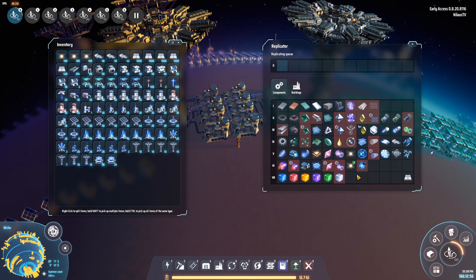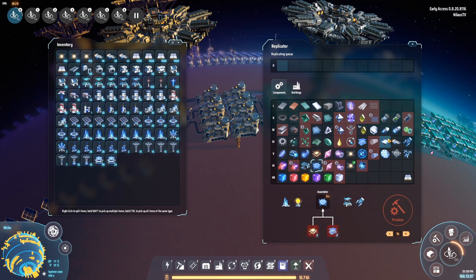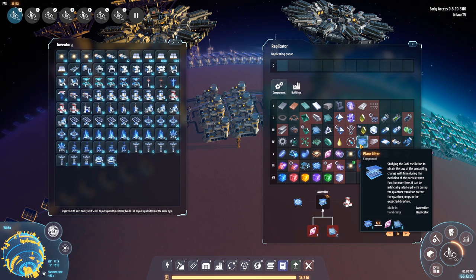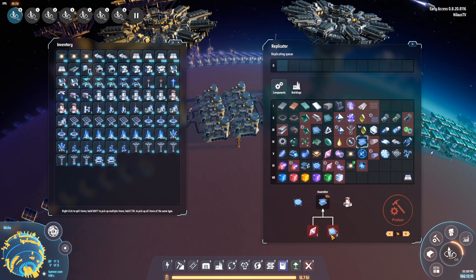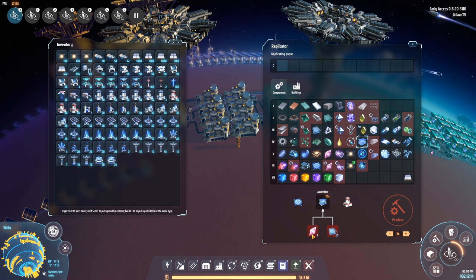So at this point, we're going to start by looking at quantum chips just to get a sense of why they're so difficult. Because if you just look at it, it looks like, oh, okay, there's a bit of processors. That's pretty straightforward. We've done that before. And then some of these other ones, the plane filters. Plane filters take two ingredients that you only need at this point in the game. That will be the titanium glass we need to make and the Casimir crystals we need to make.